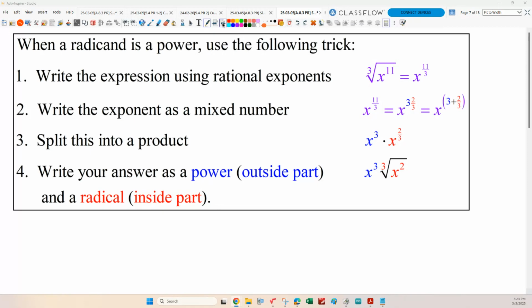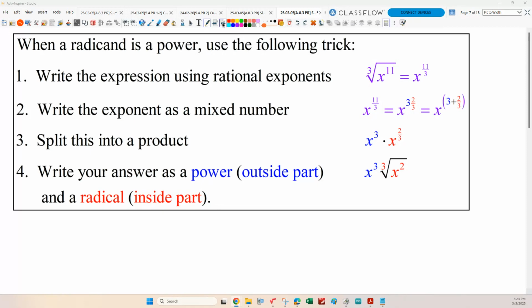So 11/3 is what as a mixed number? Let's think how we do mixed numbers. It's been a while. 3 goes into 11 how many times? 3 times. With how many remaining? 2. So it goes in 3 times, and 2 is what remains over the denominator. The remainder is what remains over the denominator. So 11/3 is the same as 3 and 2/3, right? Okay. So what does that mean?